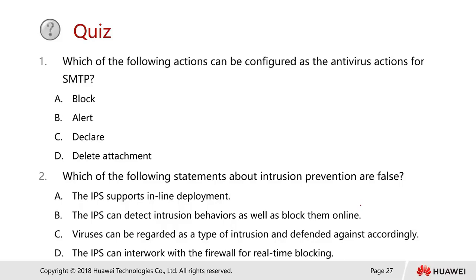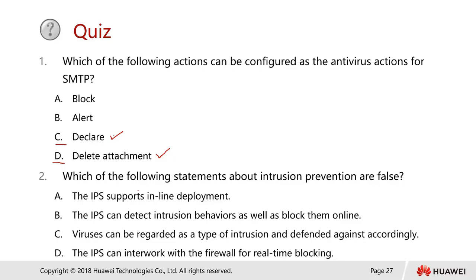Okay, so we come to the end. Let's talk about two quiz questions before we wrap up. First question: which of the following actions can be configured as an antivirus action for SMTP? I just mentioned earlier, the answer is C and D. We can declare, and we can also delete the attachment, for SMTP and also POP3.